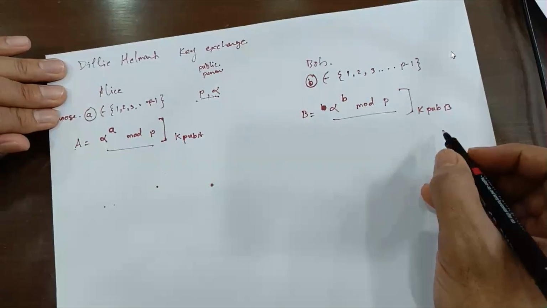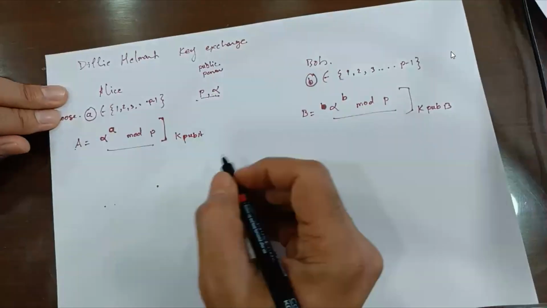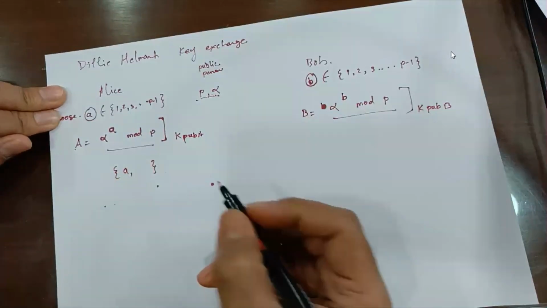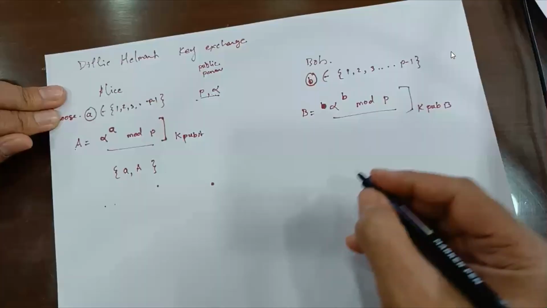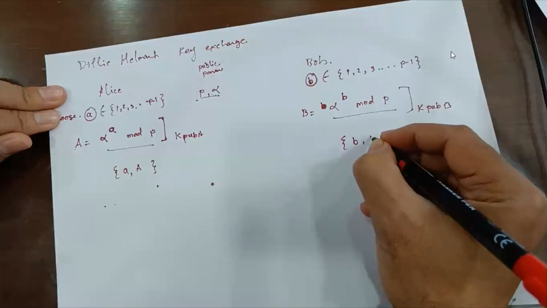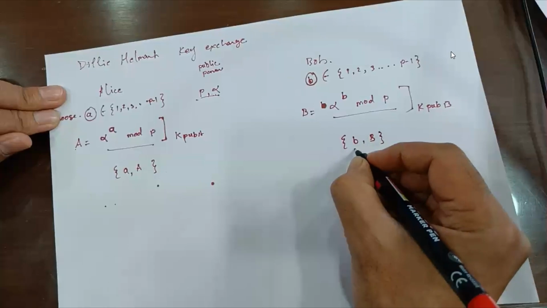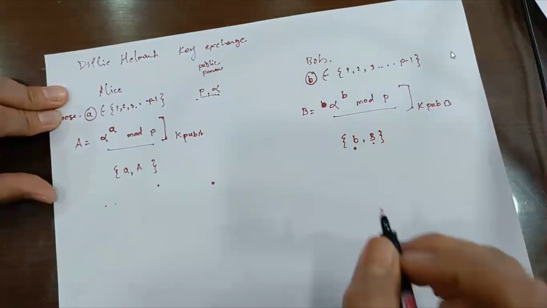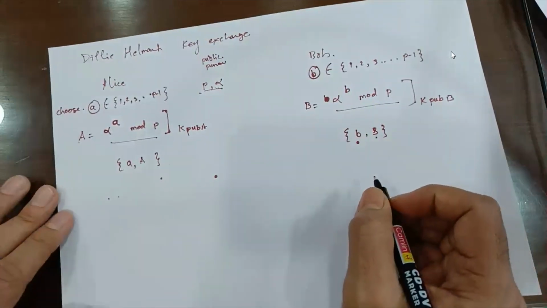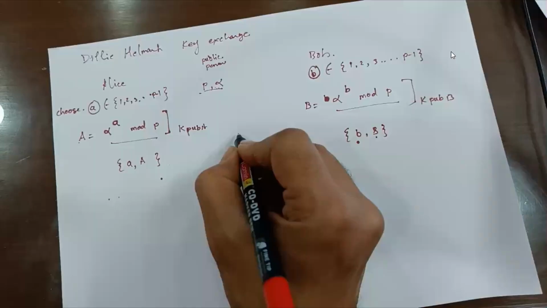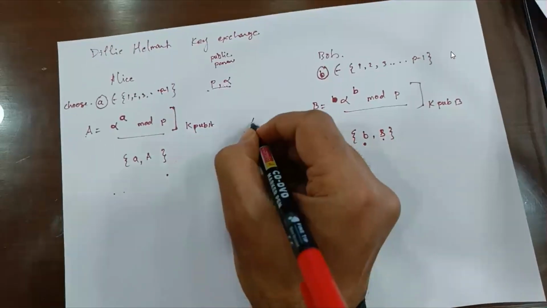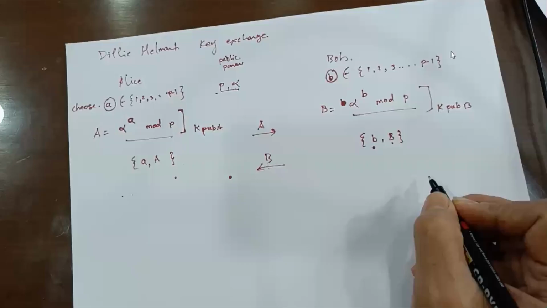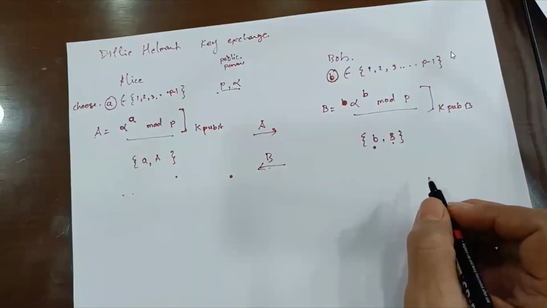Any doubt here? So what these guys are doing, they are generating their own private key and public key. Similarly, Bob does the same thing. This is a private key and this is the public. Now what they do is they share their public keys with each other. So capital A is shared with Bob, capital B is shared with Alice. Because it's a public key, you can share it with anyone, right?